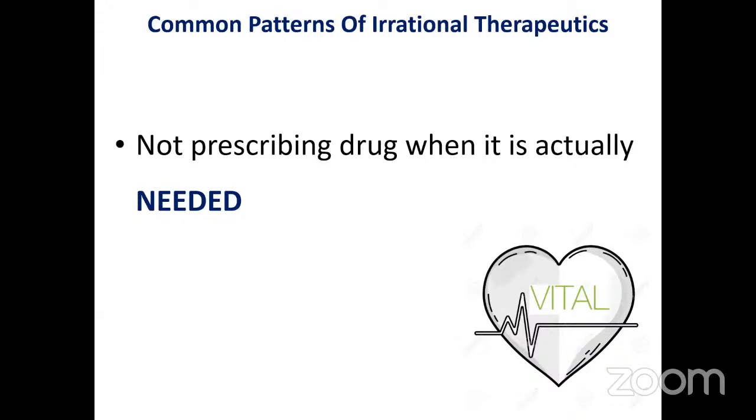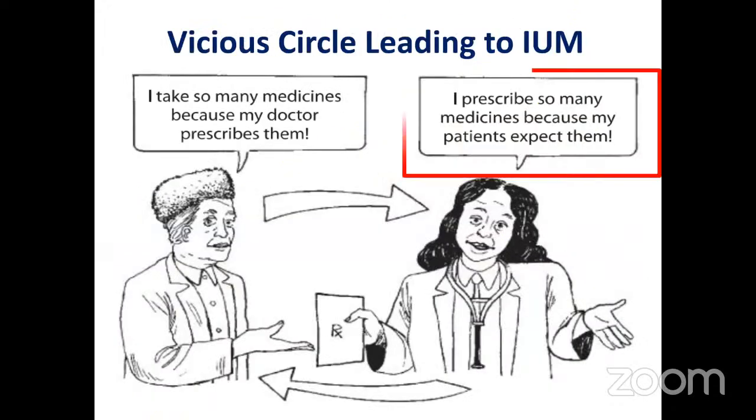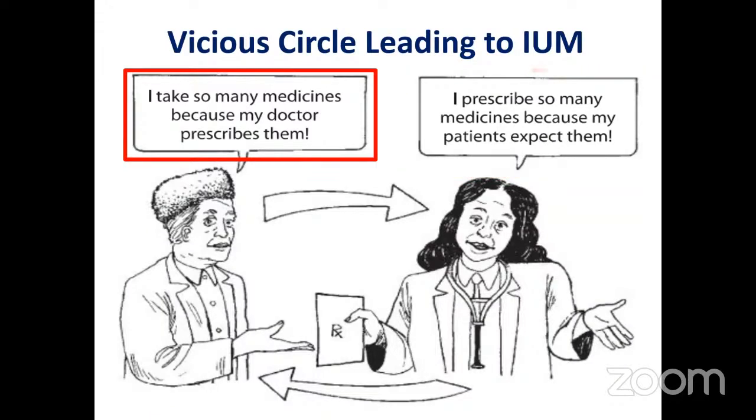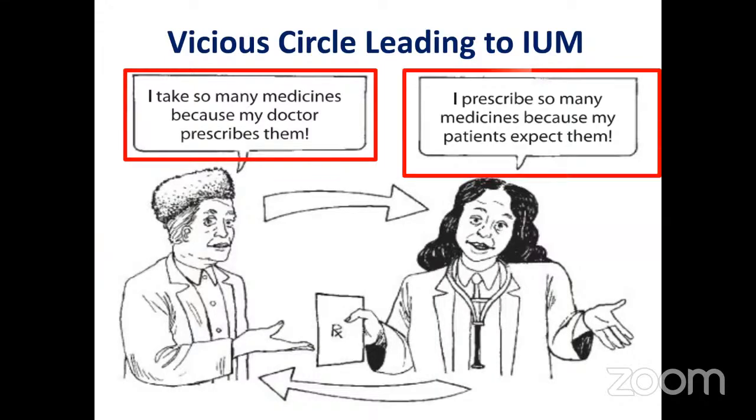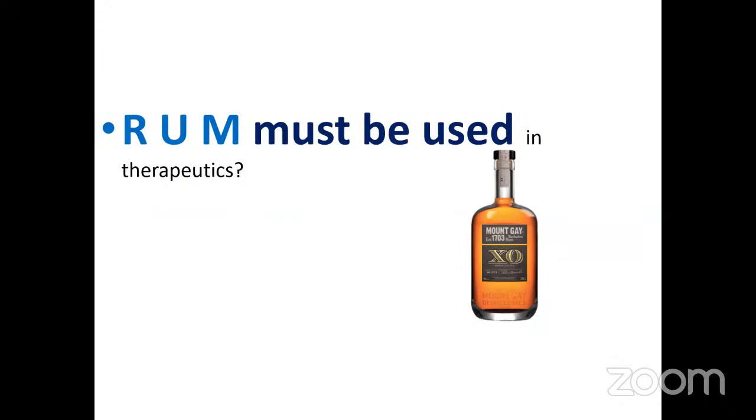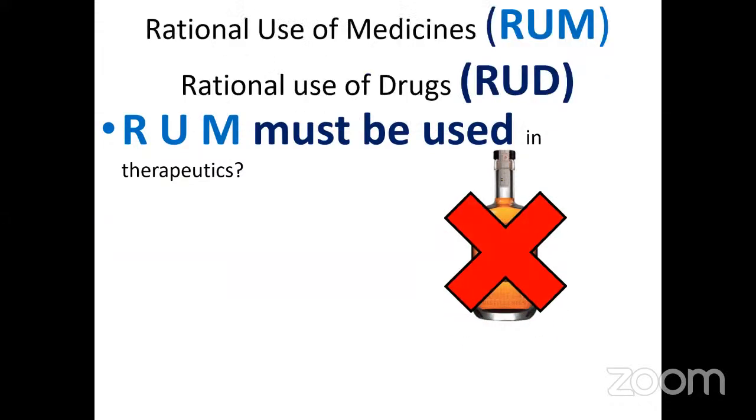Like I told you, under prescribing is irrational. So not prescribing is also irrational if it is to be prescribed. So the vicious cycle occurs in the form of the doctor thinking that my patient needs multiple drugs. The patient thinks that my doctor has prescribed multiple drugs, so I have to take them, and ultimately the cycle continues. And so RUM must be used in therapeutics. But this is not the RUM that is mentioned. The RUM is rational use of the medicine, that is, rational use of the drug.